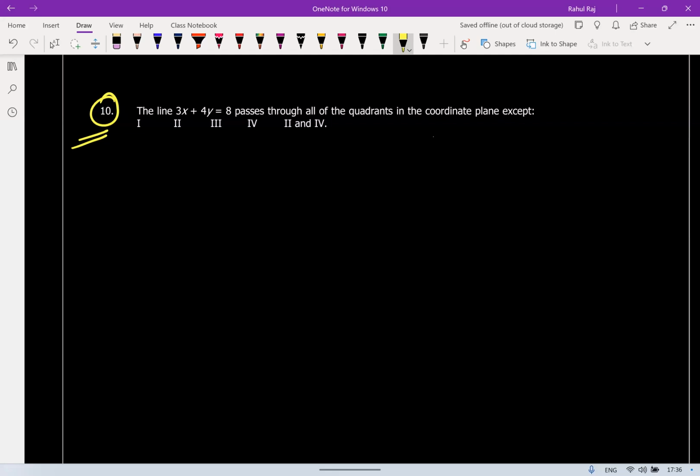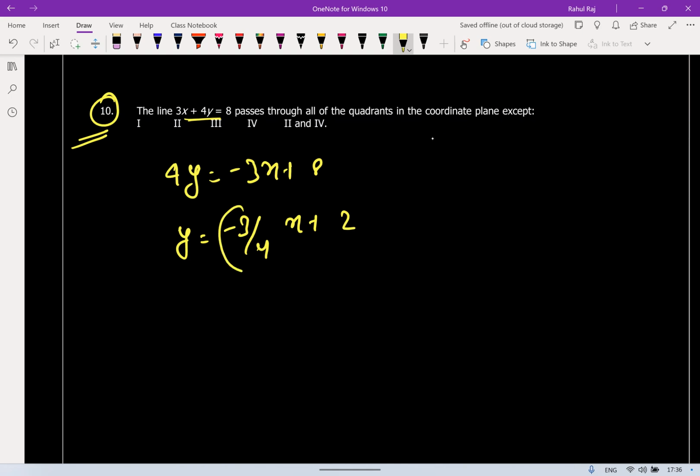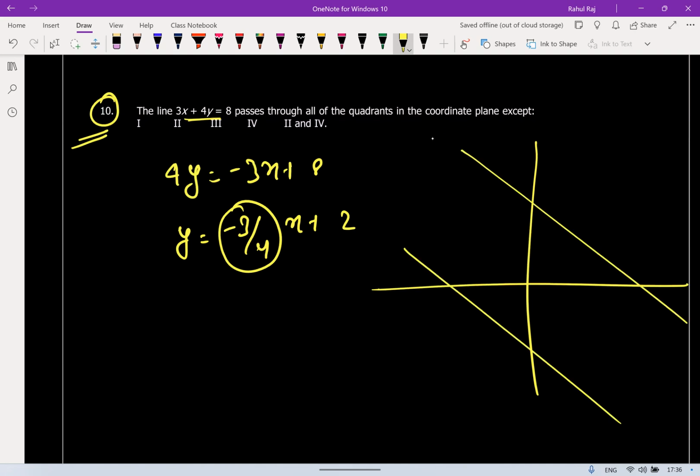So what happens here? First convert the equation of the line into the general form of a line. That is 4y is equal to minus 3x plus 8, and y is equal to negative 3 by 4 x plus 2. So this is the equation of a line. So I have m as a negative slope, so the line should be this or this. The point is which quadrant it won't pass through. This is my question: it passes through all the quadrants except one. Now for that we need to plot the line on the graph.